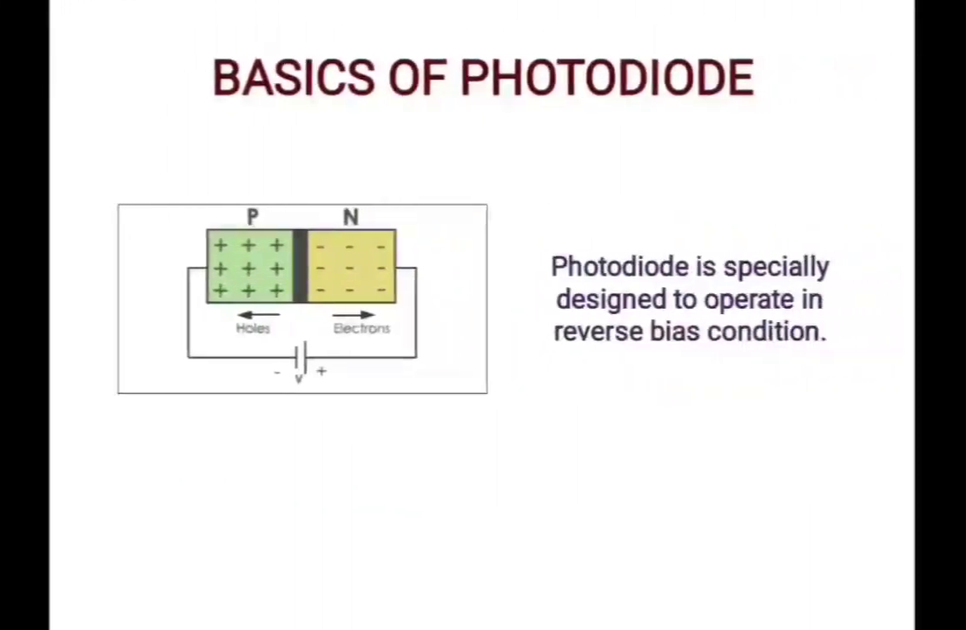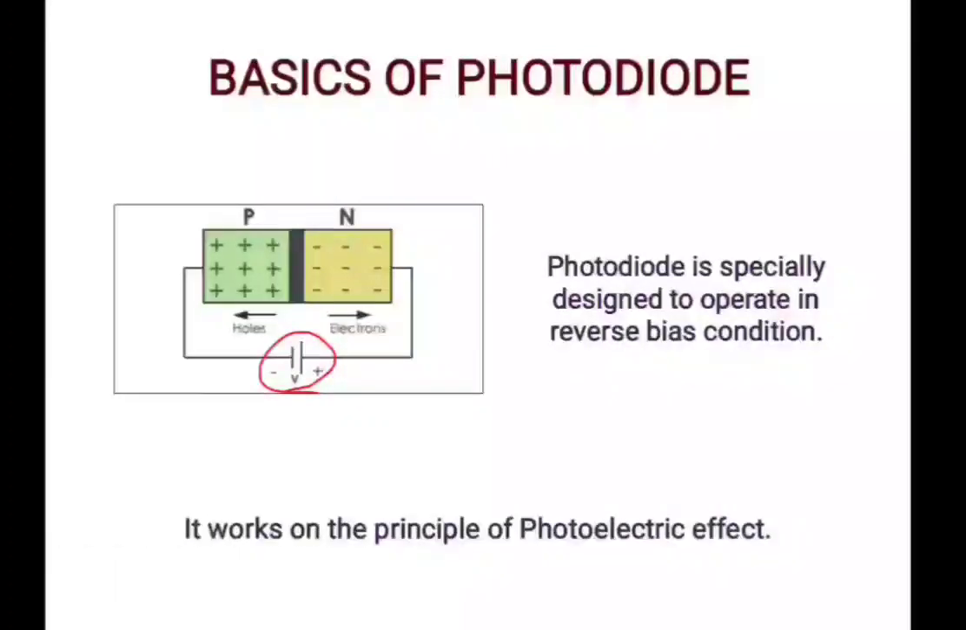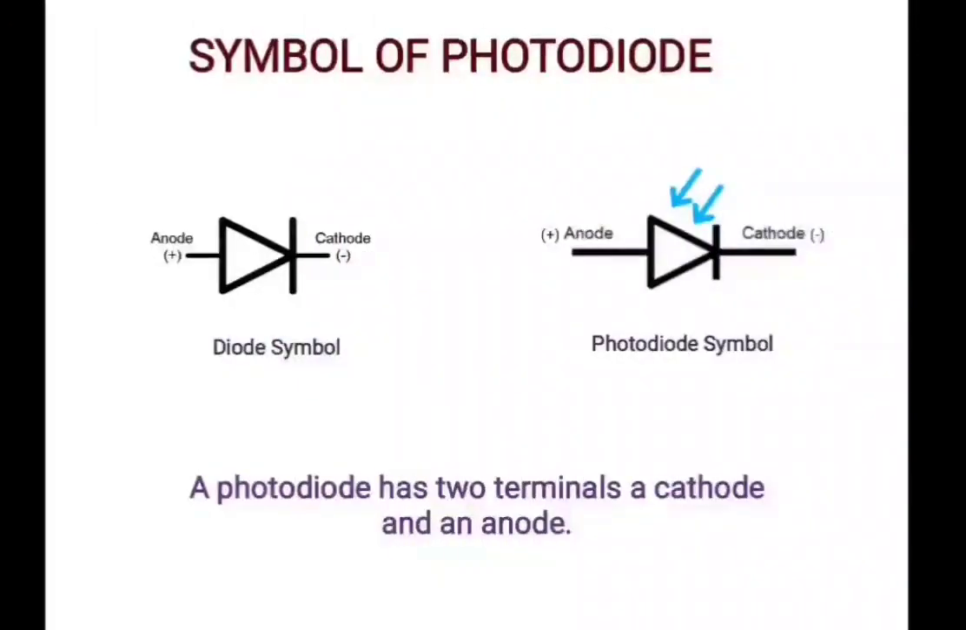Photodiode is specially designed to operate in reverse bias, meaning the P side is connected to the negative terminal of the battery and the N side is connected to the positive terminal of the battery. In forward bias, it works similar to a normal PN junction diode. It works on the principle of the photoelectric effect, meaning the emission of electrons occurs when light is incident on the diode.